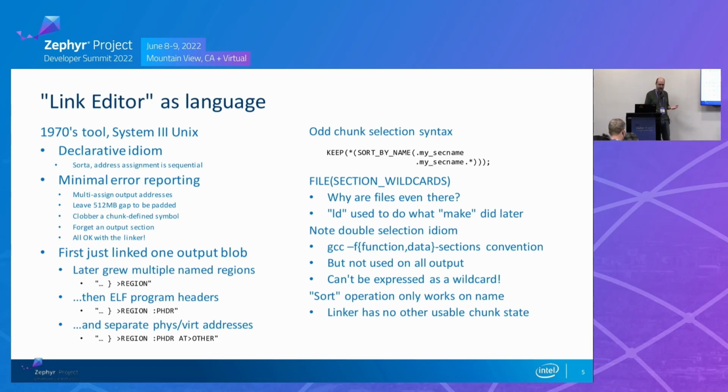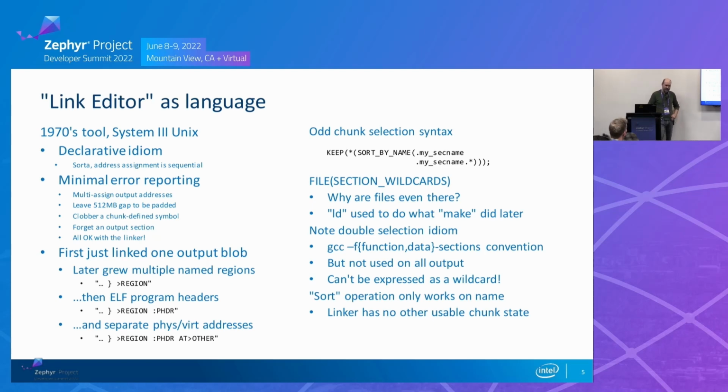Linker scripts are old. The earliest reference I found was in System 3 Unix. I don't know that that was the very first one. The existing linker language did not seem to exist in V7 Unix, so we're talking it arrived somewhere between 1974 and 1985, on System 3. Somewhere around there, so late 70s, early 80s.